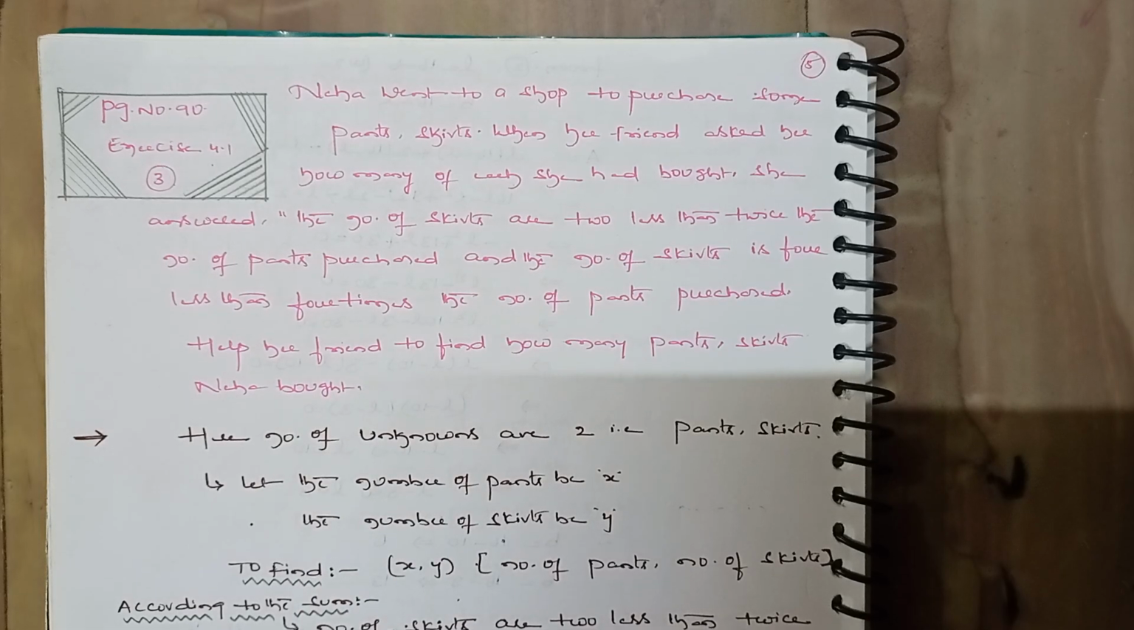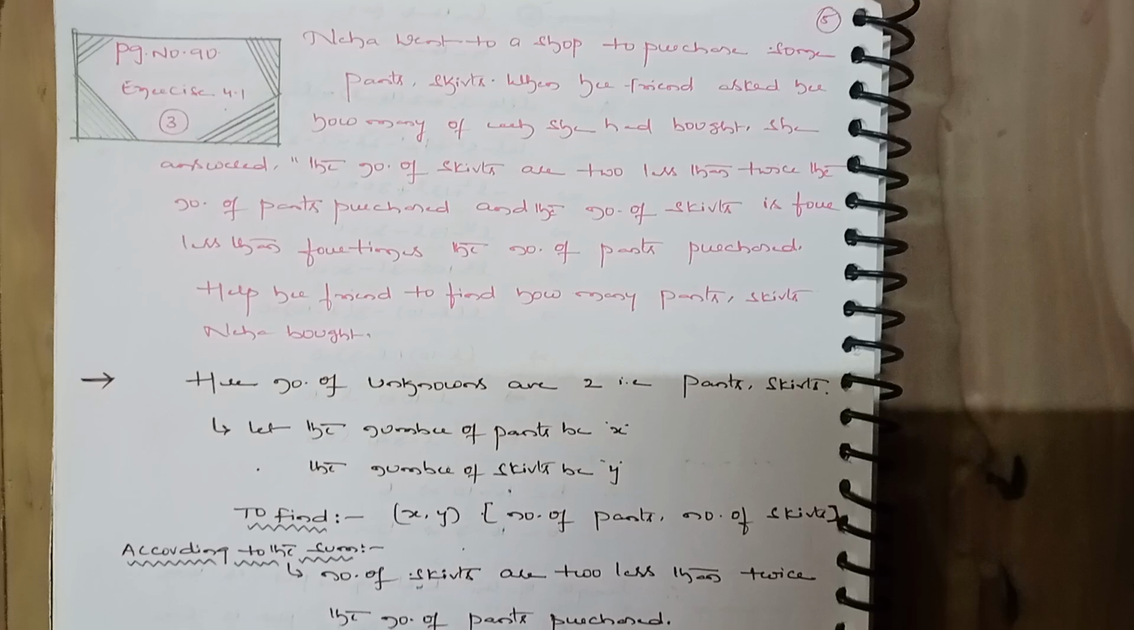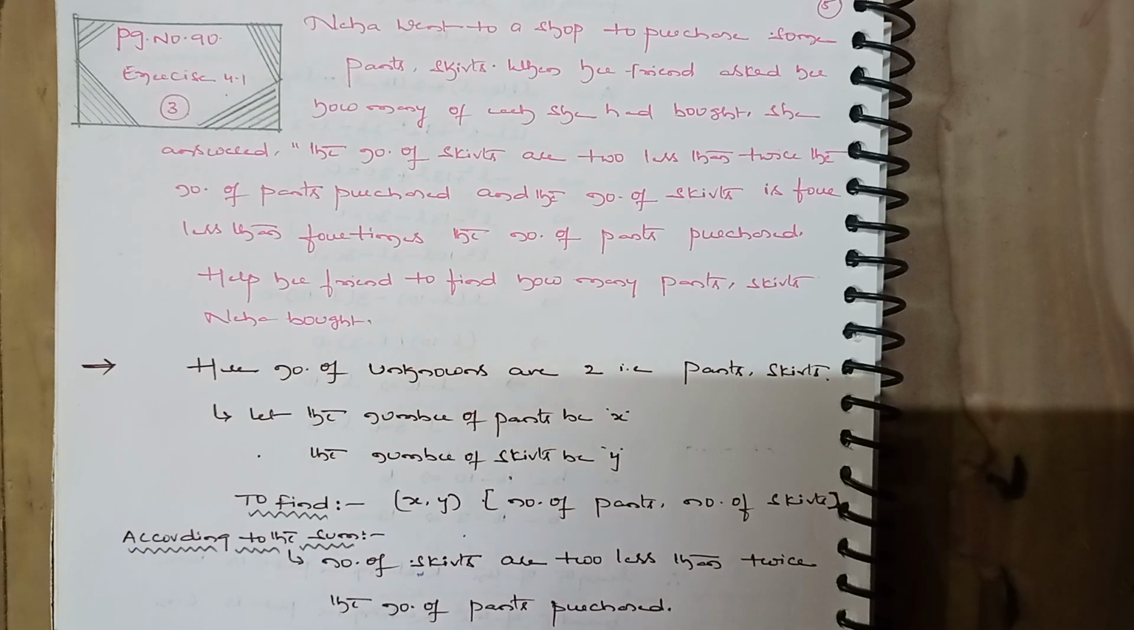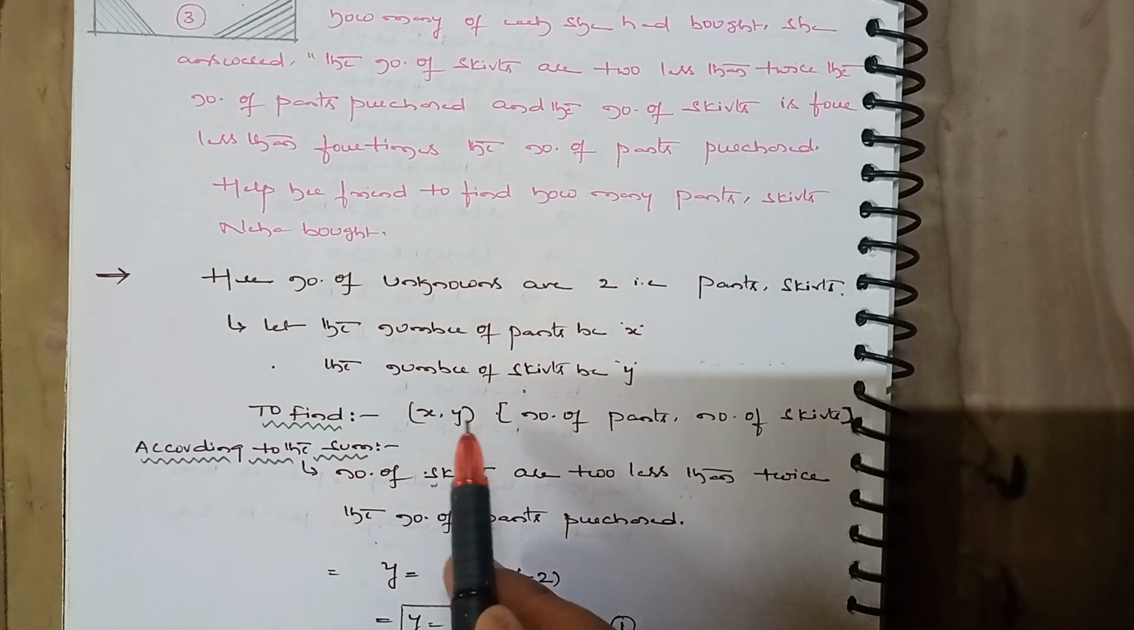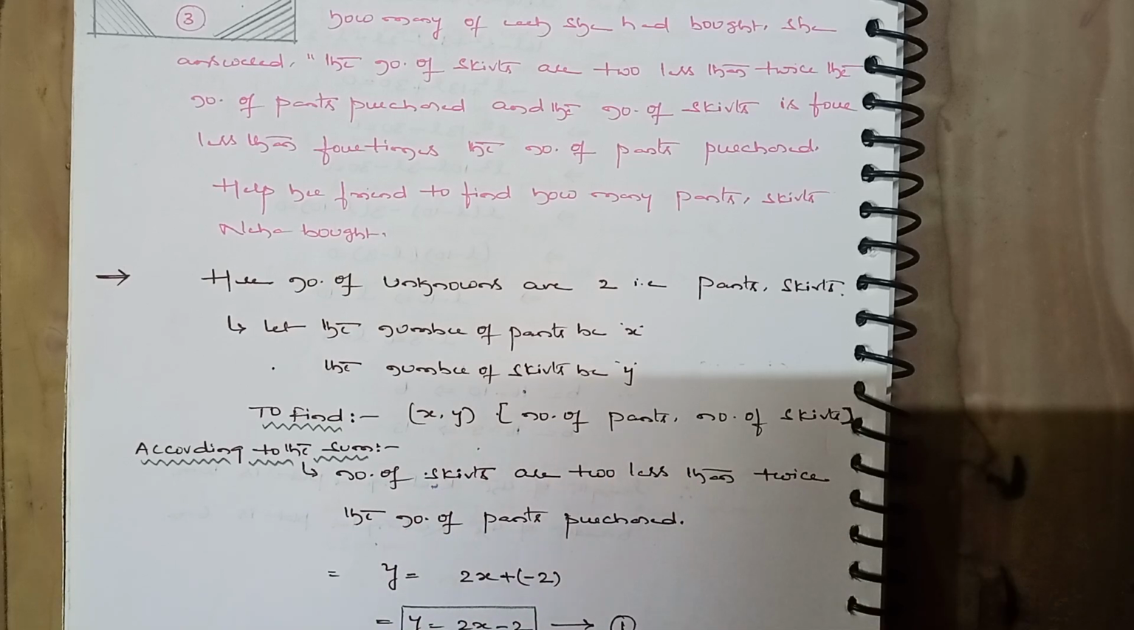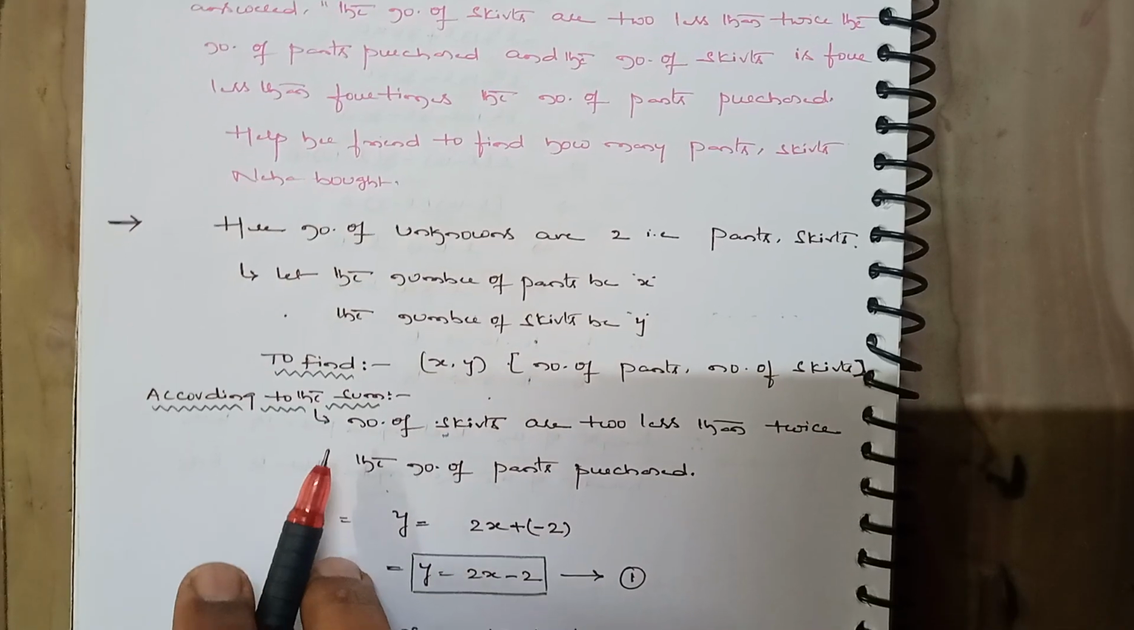Let's start. So, in this scenario, what are the unknowns here? Unknowns are pants and skirts, guys. The question is talking about pants and skirts. So let the pants be x and skirts be y. Okay, we need to find the value of x and y, guys. Number of pants and number of skirts. Okay, according to the sum, what is given?